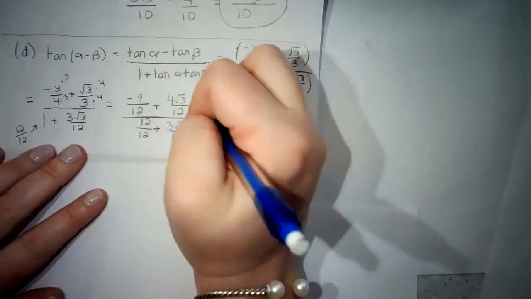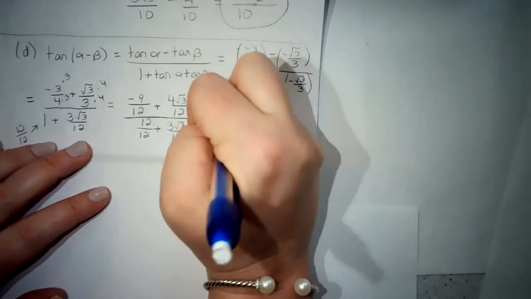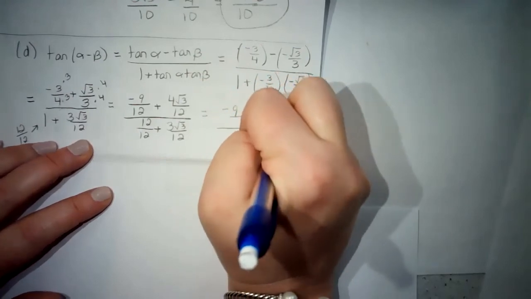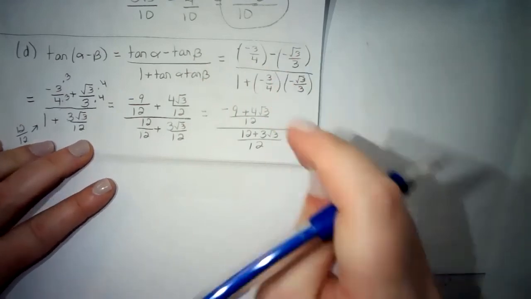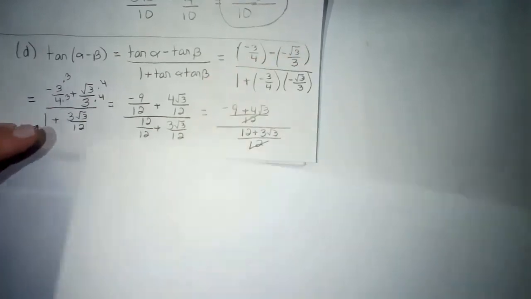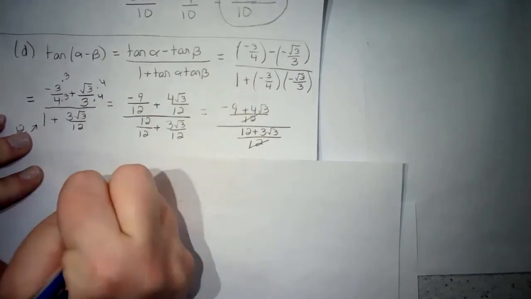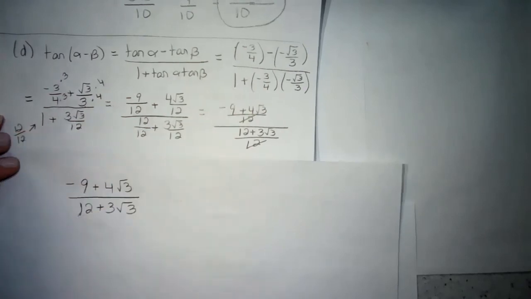Okay, now we're ready to combine. I'm going to have negative 9 plus 4 root of 3 over 12 all over 12 plus 3 root of 3 over 12. Oh, you're going to have to multiply by the conjugate anyway. We didn't get out of it. Okay. 12s cancel. And we end up with negative 9 plus 4 root of 3 over 12 plus 3 root of 3. Okay. It's a never-ending problem. Are we good so far?